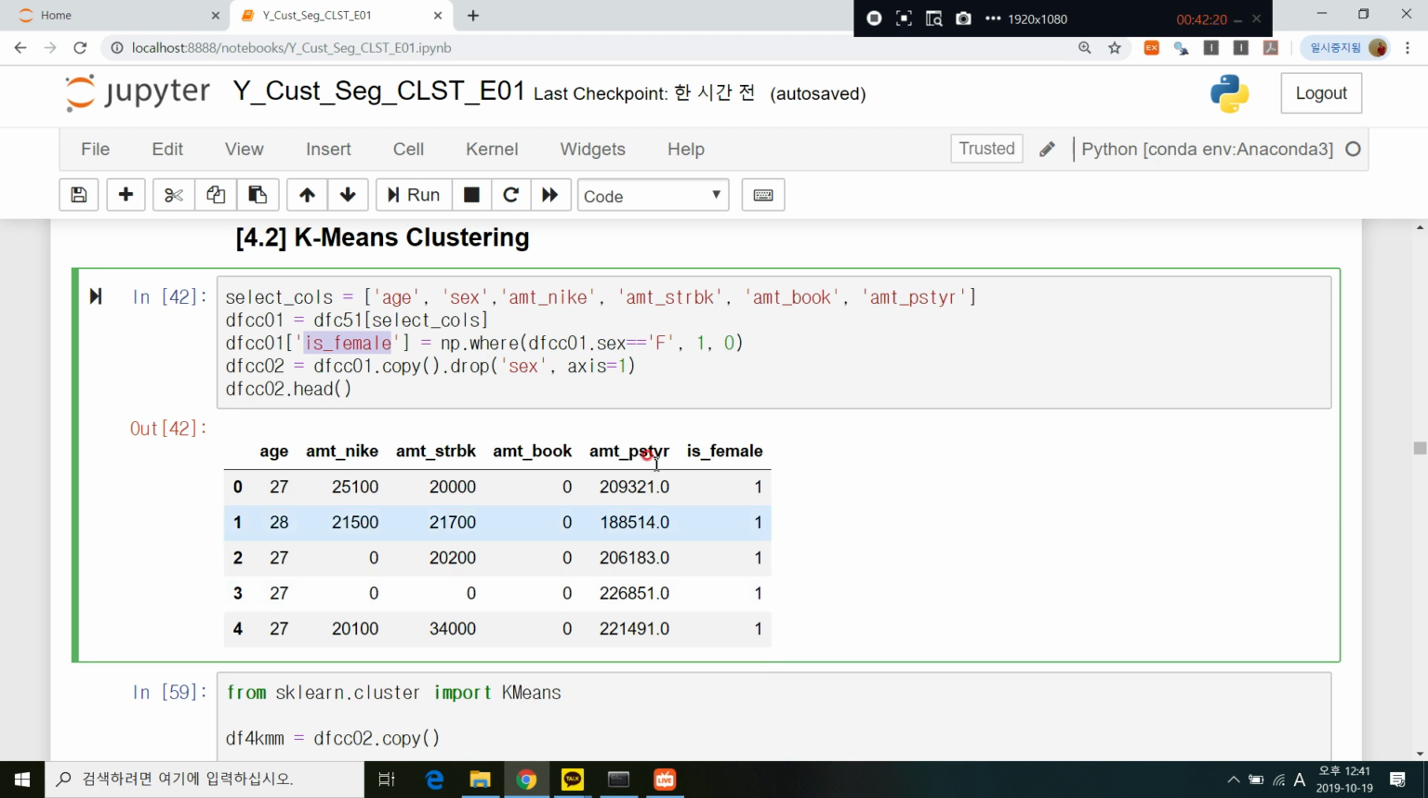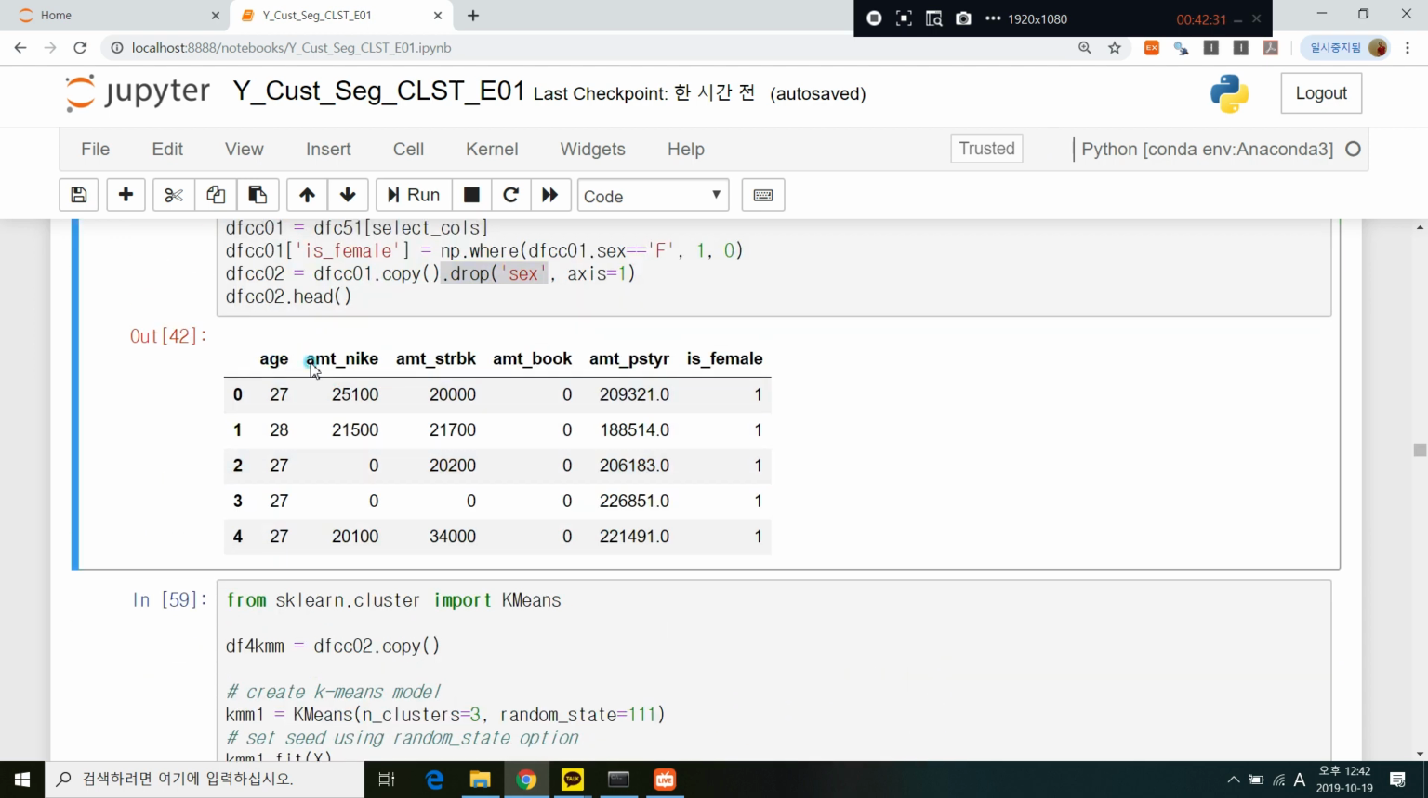Then we don't need sex, which is in categorical data type. We don't need this anymore, so we drop this. We'll use all these numeric variables from now on for clustering.